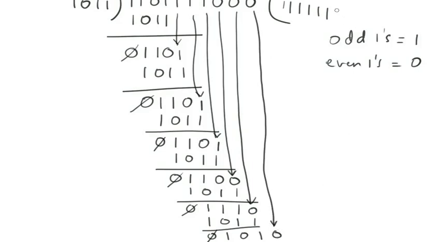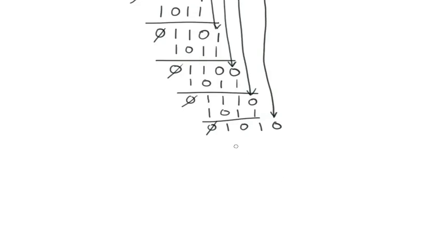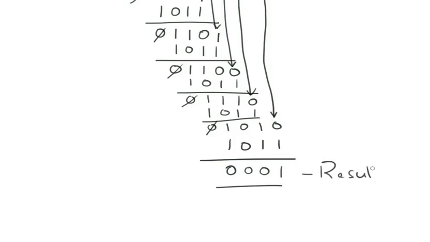Again we have the first bit as 1, so put a 1 here. 1 0 1 1 into 1, here we get 1 0 1 1. Now even number of ones is 0. Here also no ones are there, still it is 0. Here even number of ones is 0, then odd number of ones is 1. So this is the remainder, which is known as the checksum result.